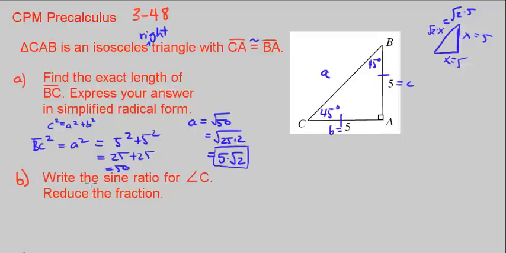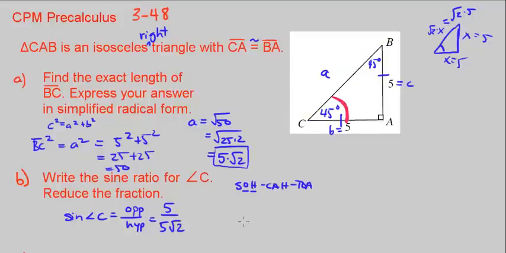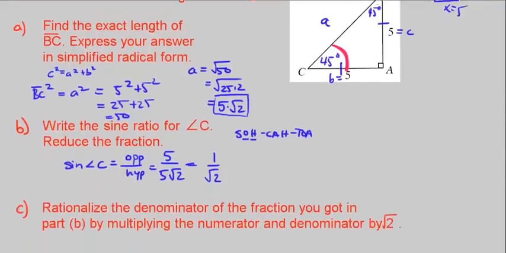Okay, so part B says to write the sine ratio for angle C. So remember, angle C is this angle right here, right? So let's go ahead and write the sine ratio. Sine of angle C, we know from SOHCAHTOA that sine is opposite over hypotenuse, right? The opposite side from angle C is over here, 5. The hypotenuse of the triangle is this side we just solved for, which is 5 square root of 2. Okay? So if we reduce this fraction, 5 over 5 makes it 1, these cancel out, over square root of 2. And we want to go ahead and simplify this.